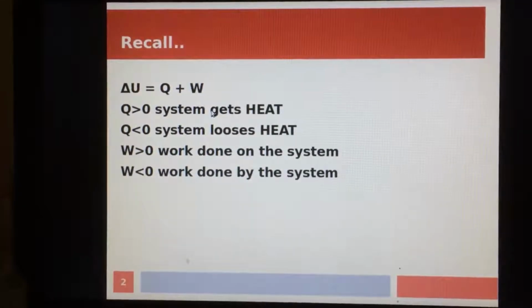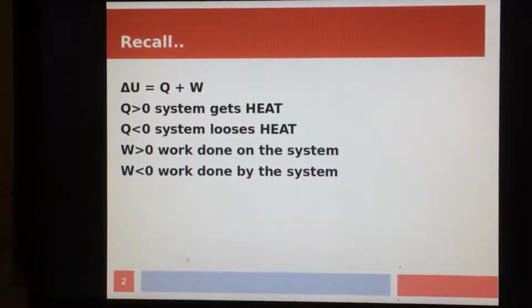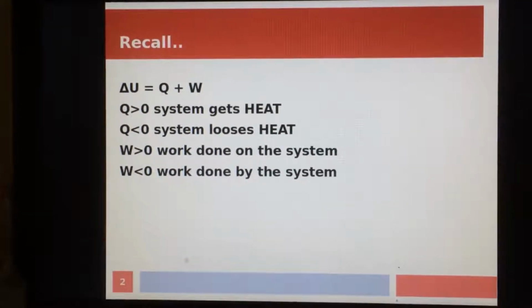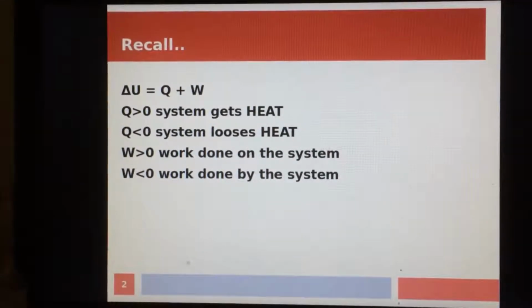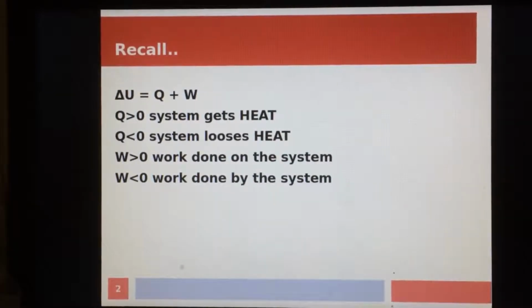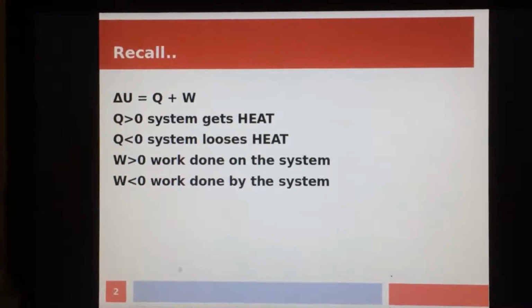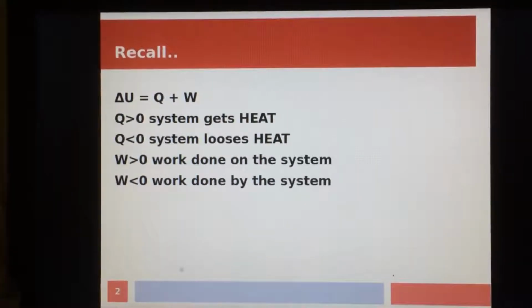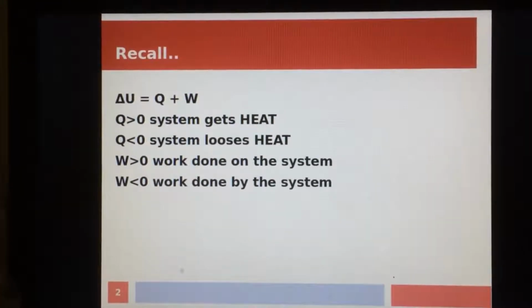And if heat is extracted from the system, then Q becomes negative. Similarly, if work is done on the system, then W is positive, and if work is done by the system, then W is negative.